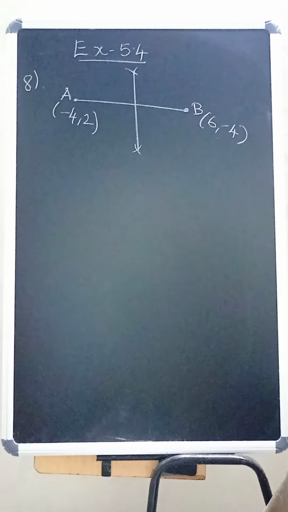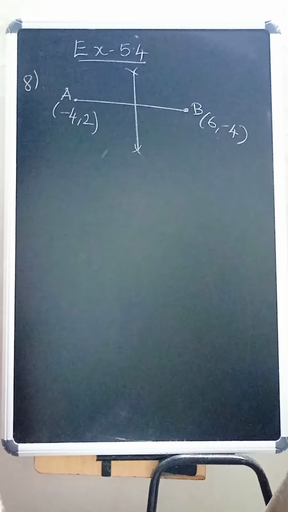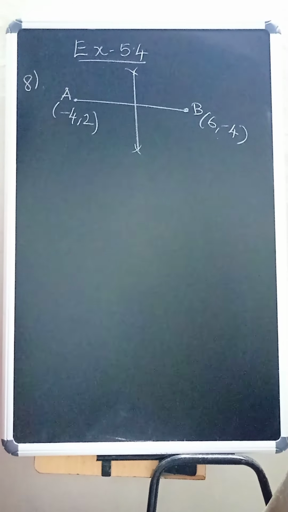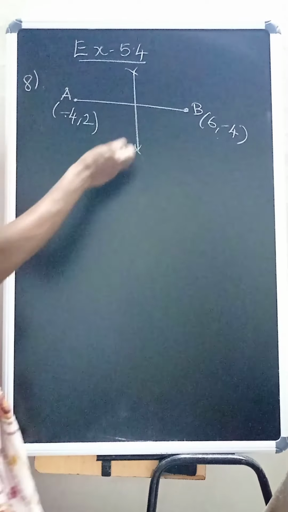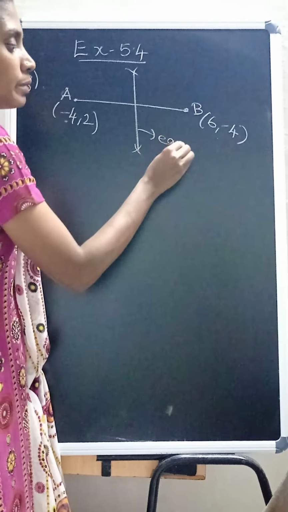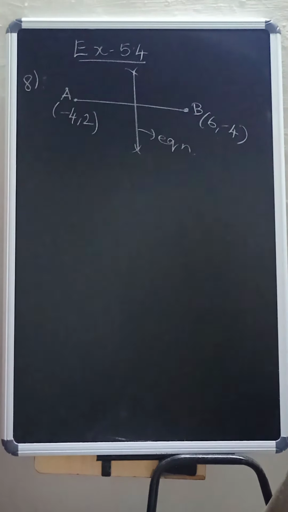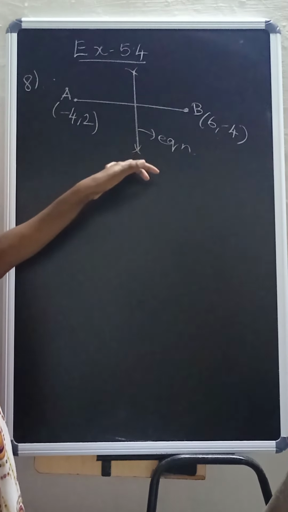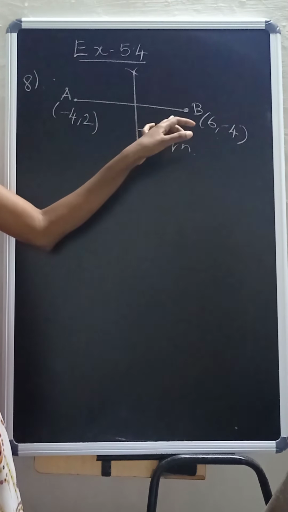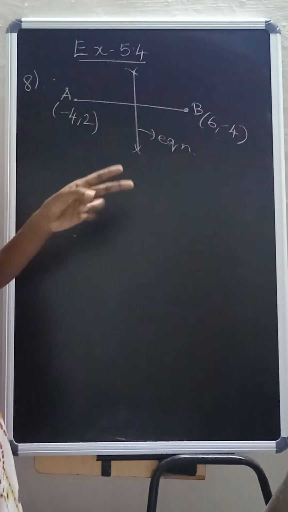Next we will see 8th sum. Find the equation of the perpendicular bisector of the line joining the points A minus 4, 2, B 6, minus 4. So they are asking you to find the equation of the perpendicular bisector. Now what is perpendicular bisector? Bisect means equally sectioning. That is, the perpendicular line that splits the line AB into two equal halves is called the perpendicular bisector.